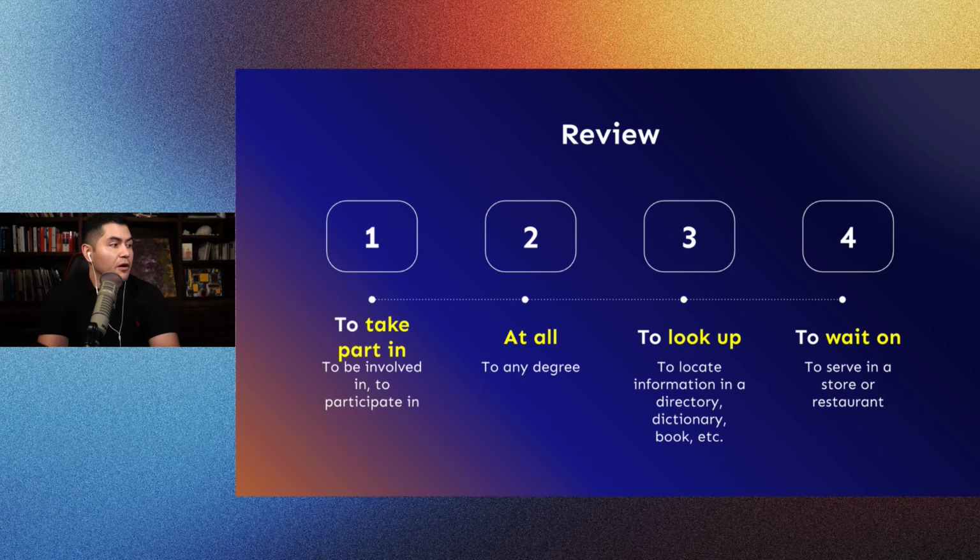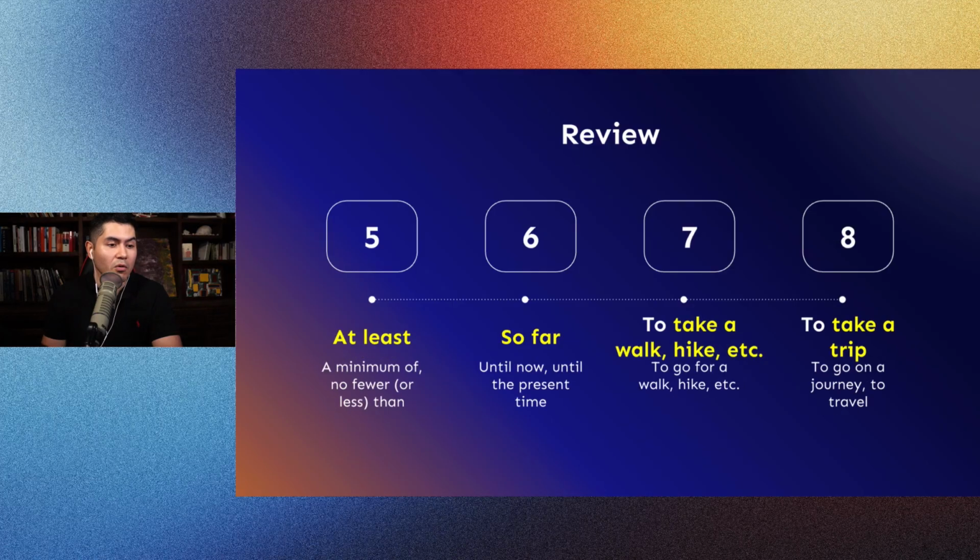Let's do a quick review. All right. Number one is to take part in, to be involved in, to participate in. Number two, at all, to any degree. Number three, to look up, to locate information in a directory, dictionary, book, etc. Number four, to wait on, to serve in a store or restaurant. Number five, at least, a minimum of, no fewer or less than. So far, until now, until the present time. To take a hike, a walk, etc. Maybe even take a drive. To go for a walk, a hike, just go on that activity.